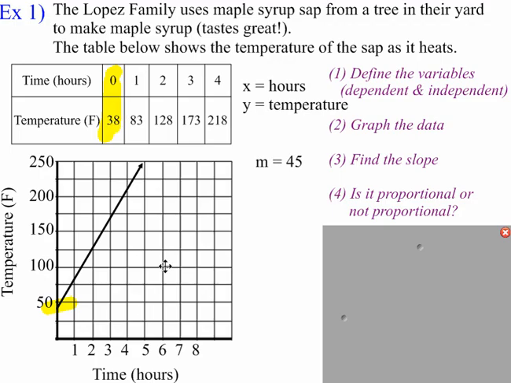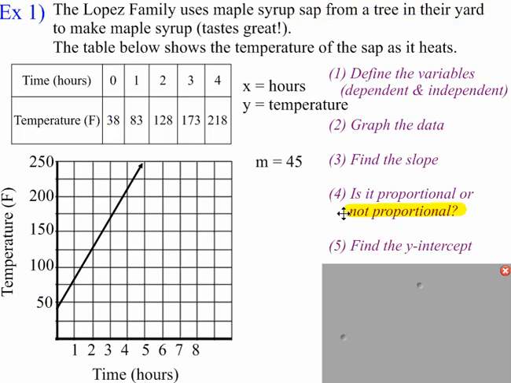So we can tell by the graph, we can tell by the table, we can also tell by the story as well. Because they're taking this sap from the tree in their yard, and before they put it onto the stove itself, before it starts cooking, it's going to be at room temperature. Well, room temperature we know to be greater than 0, so we know that it's not going to start at 0, 0, because the temperature in the room is never 0 degrees. It would be pretty darn cold. In fact, that's less than freezing. So we know then it's not proportional.